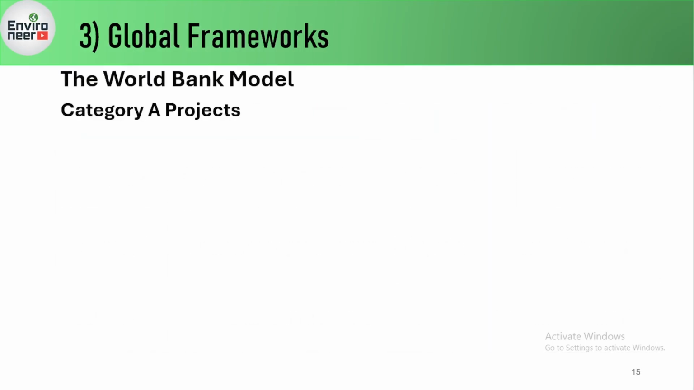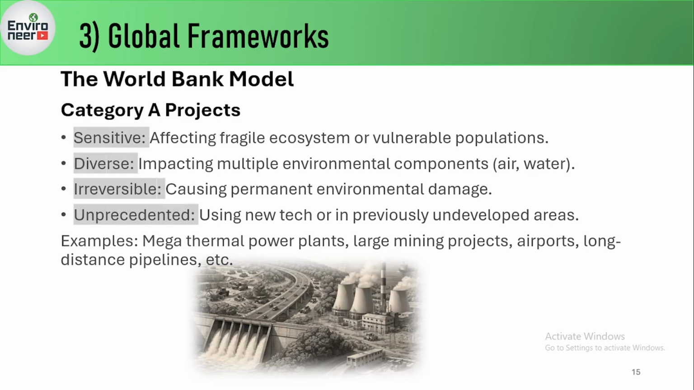So what does it take to land a project in that high-risk Category A? Well, it all comes down to the kind of harm it might cause. An impact is considered sensitive if it affects something fragile, like a coral reef or an indigenous community's sacred land. It's diverse if it doesn't just harm one thing, but hits the air, the water, and local wildlife all at once. An impact is irreversible when the damage can never be undone, like causing a local species to go extinct.